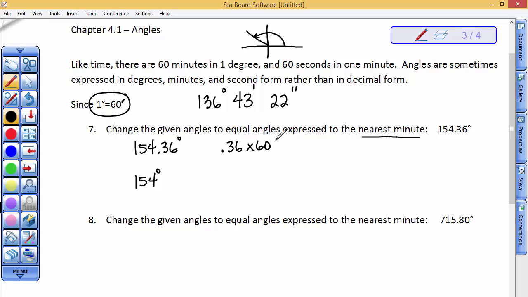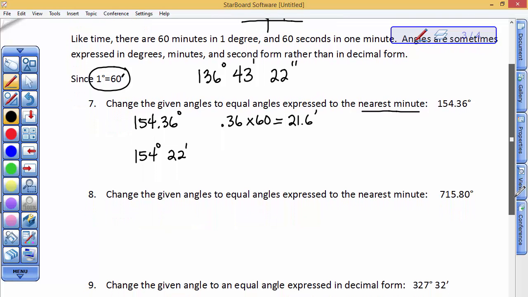And when you do that, we're going to get, sorry, I haven't turned the page. 0.36 times 60 is 21.6. So it says to the nearest minute, so I'm going to round the 21.6 up to 22 minutes. And I've given that in terms of degrees and minutes.